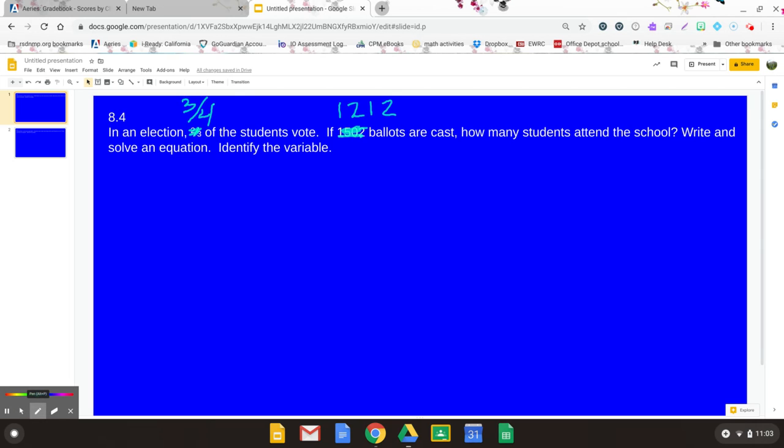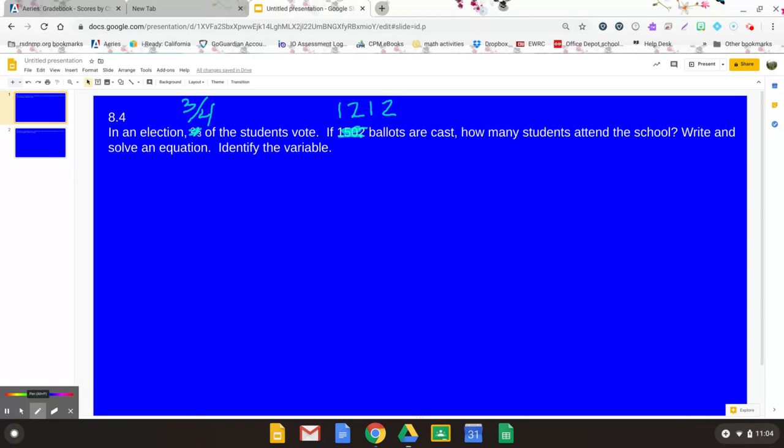Now this is problem number 2 in 8.4, in case you still don't feel super confident about how to solve these. And this time in an election, 3/4 of the students vote. If 1,212 ballots are cast, how many students attend the school? Write and solve an equation, identify the variable.